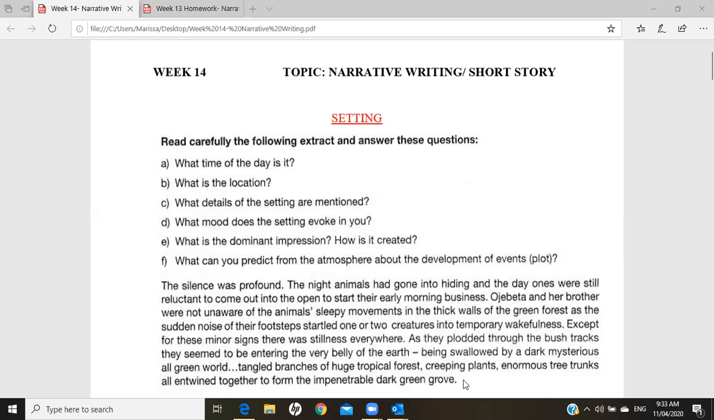Or Joshua is saying that maybe Ojabet and her brother were survivors of a plane crash. That could be a really exciting story, that maybe they ended up here because they were survivors of a plane crash and they were trying to make their way out of the forest. And if you all were trapped in a forest, how would you all escape? What would you all do to communicate with the outside world? What do you all see people doing in movies or even in stories or novels?